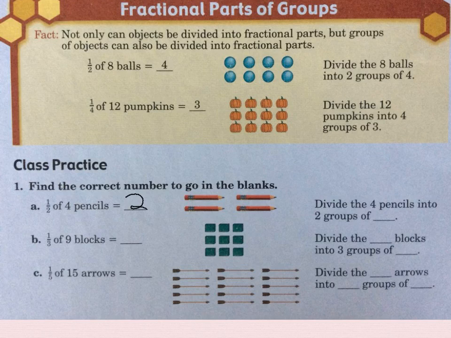1/3 of 9 blocks. If you were to divide those blocks into thirds, you would then have 3 blocks. 1/5 of the arrows, if you were to divide those arrows up evenly amongst 5 people, 1/5, each person would have 3.